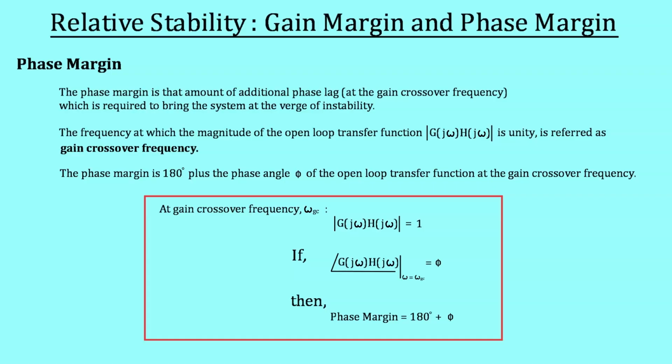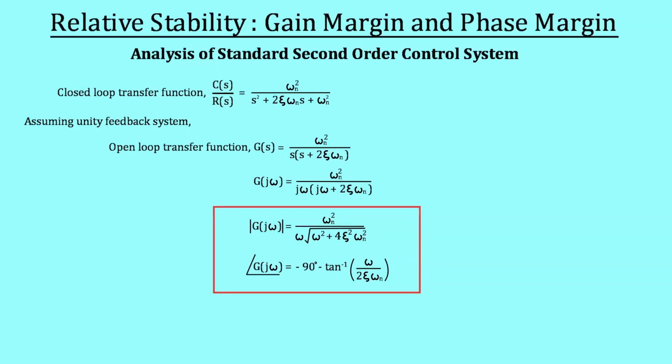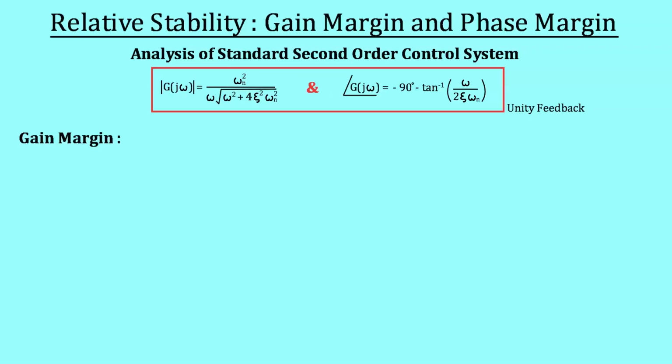Now we will try to follow these steps for finding gain and phase margin of a standard second order control system. We are well aware of the transfer function as well as the open loop transfer function of a second order control system, and from that we will get gain and phase of the open loop transfer function after assuming the system to be a unity feedback system. We are assuming unity feedback for simplicity only. By using only these two formulas, we should be able to find the gain margin and phase margin of the second order control system.